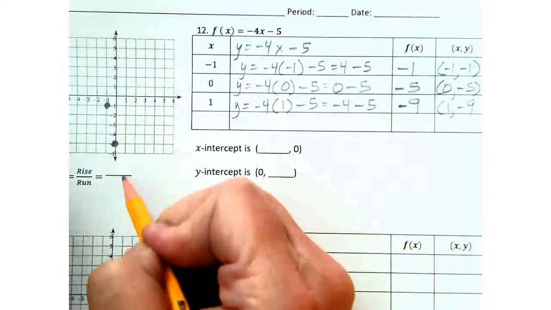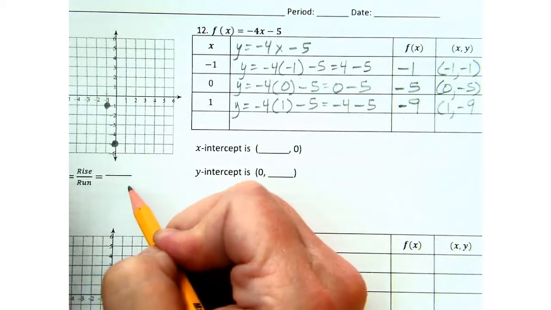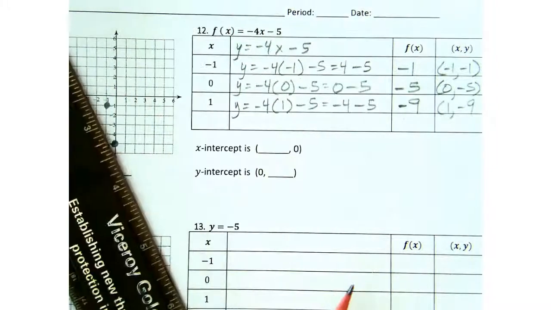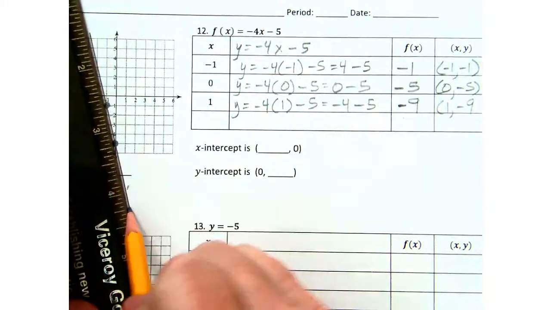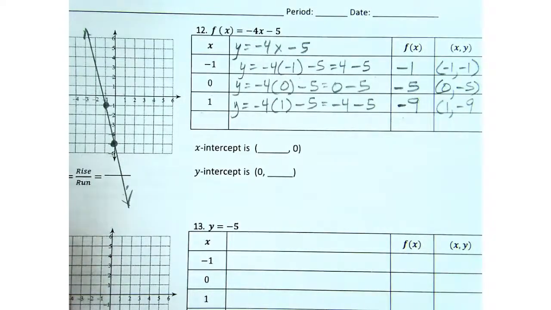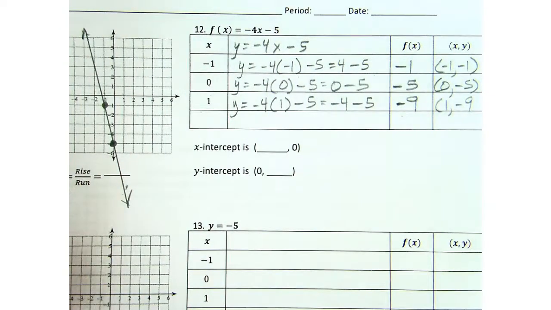This point is off the grid, somewhere down here. Nonetheless, we can connect the dots we already have to make our line. This line represents all the points for which y equals negative 4x minus 5.